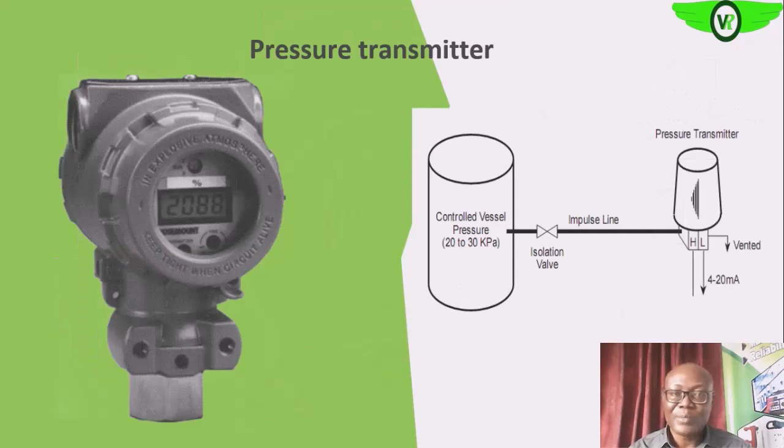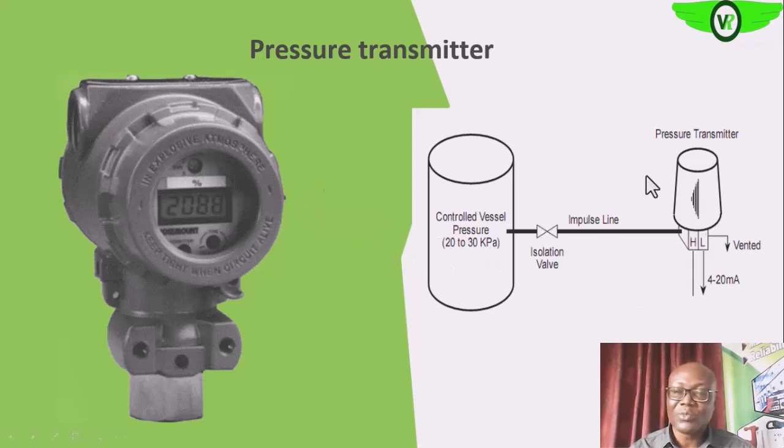Okay, so these are pressure transmitters. The pressure transmitters, what they do is that they receive signals from the sensor that is on the line. Okay, see, this is an impulse line. The sensor is here. Okay, receive signal from the sensor, and then it amplifies it. Are we getting it? And then transmit it.